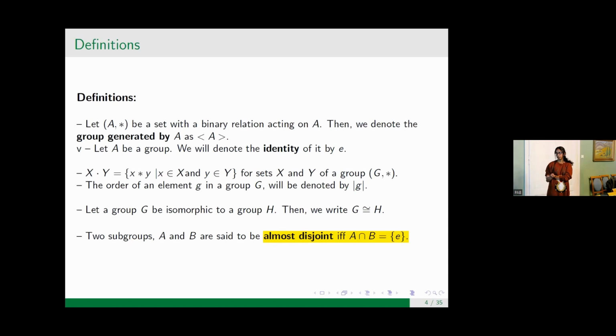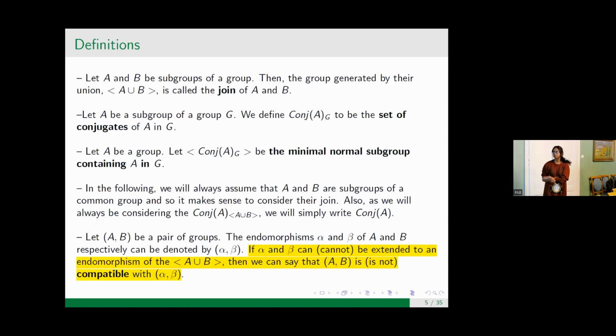The main one is almost disjoint. Two subgroups are said to be almost disjoint if their intersection is only what it must be, the identity. And just for some notation, we let A be a subgroup of a group G. You define the conjugates of A to be the set of conjugates of A with respect to G, and this here will be the group generated by it. Maybe this G is in the wrong place, it should be outside.